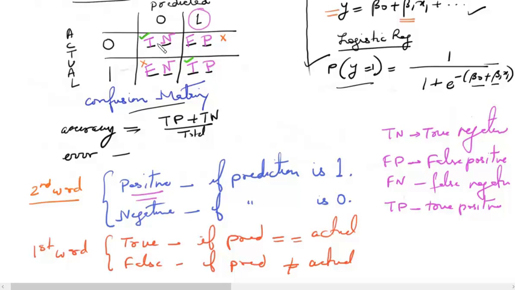Both of them are starting with true, and the error parameter is calculated by each of the individual errors which start with the word false. So this will be false negative plus false positive divided by total, and of course if we add both of them up we get 100%. So these are other ways of representing the accuracy and error parameter.